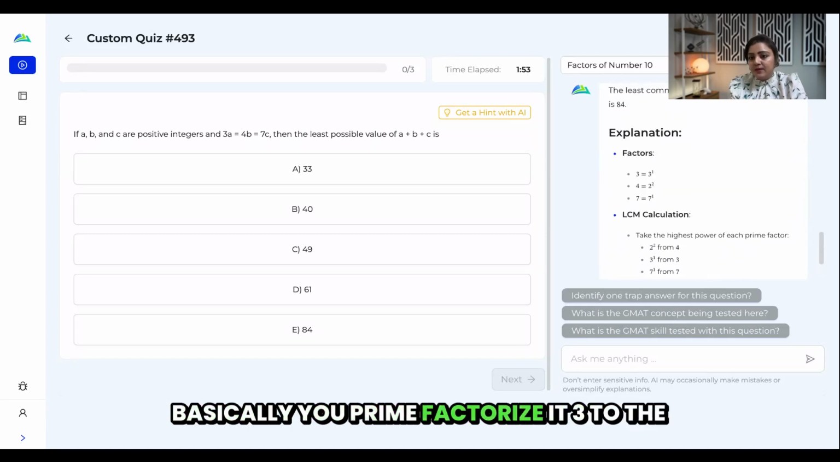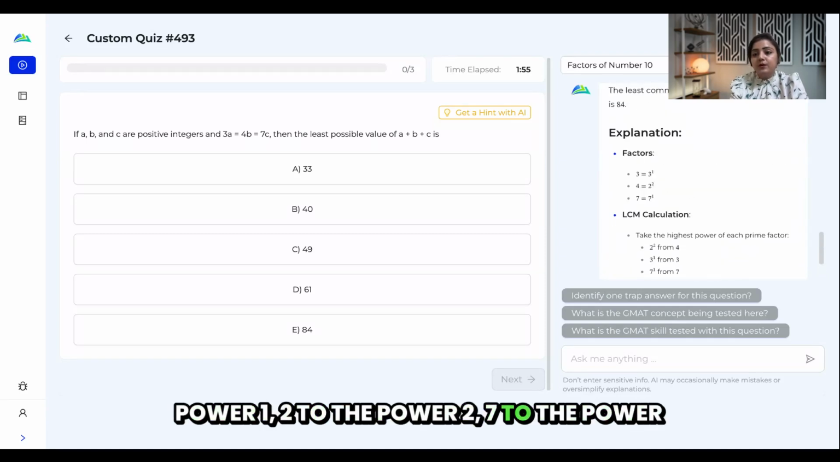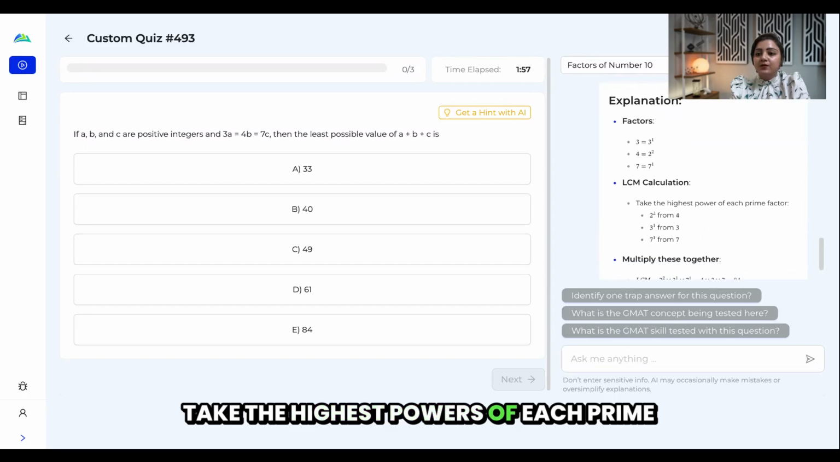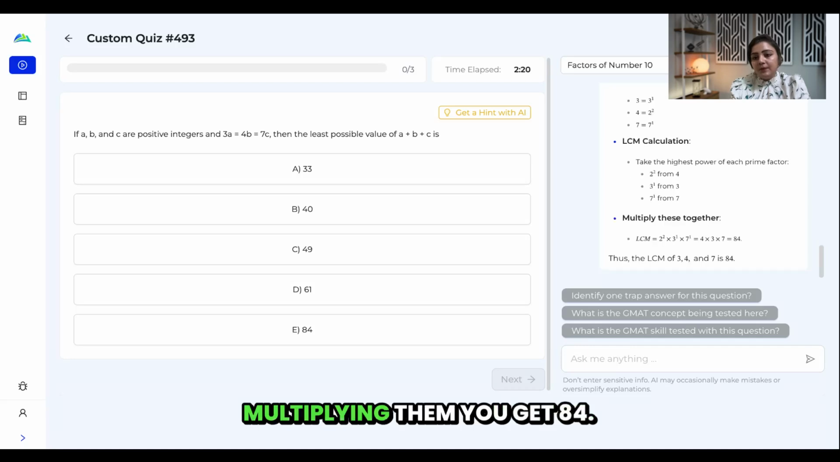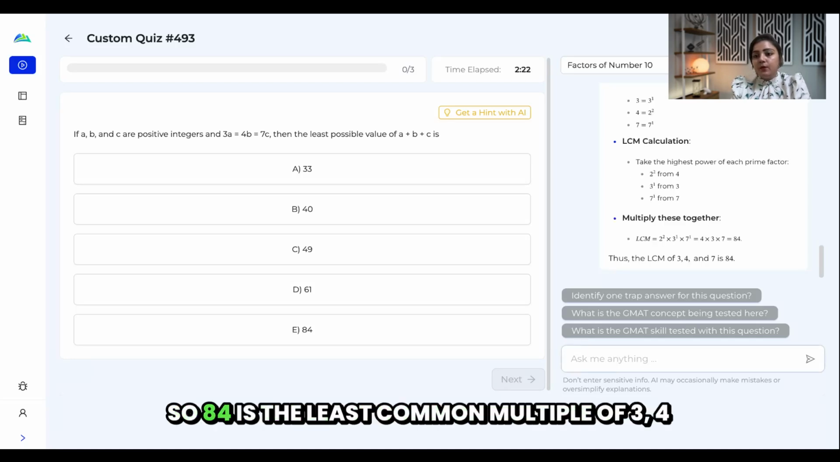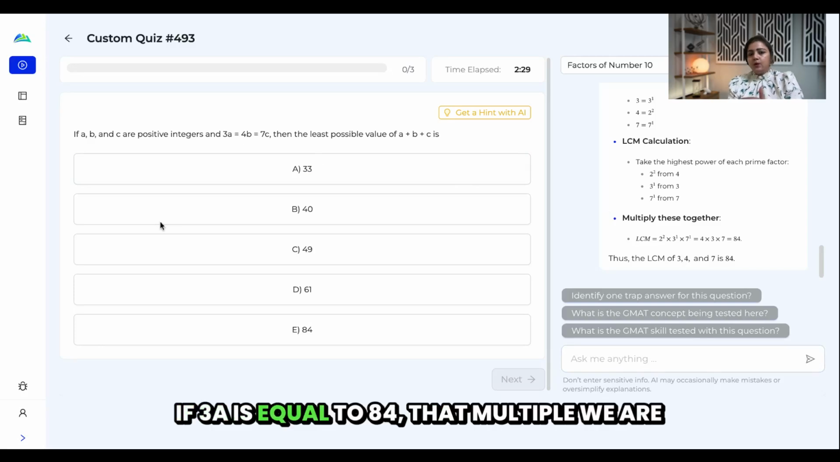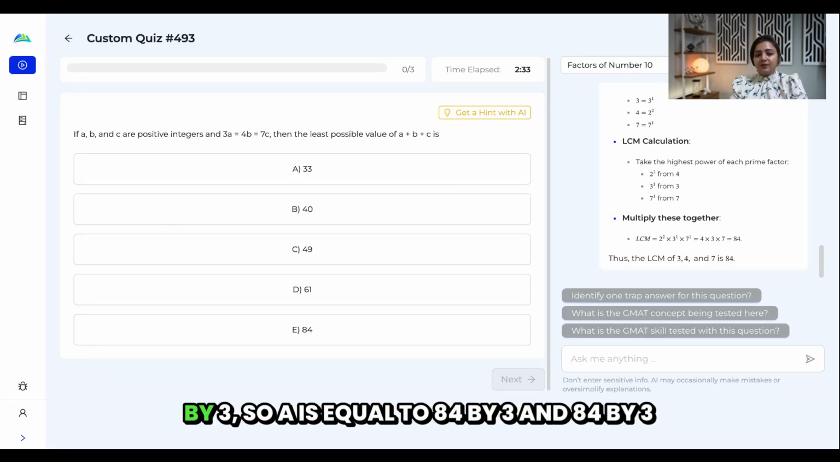Basically, you prime factorize it: 3 to the power 1, 2 to the power 2, 7 to the power 1. Take the highest powers of each prime factor. So you have 2 squared, you have 7 to the power 1, you have 3 to the power 1. Multiplying them, you get 84. So 84 is the least common multiple of 3, 4, and 7. If 3A is equal to 84, that multiple we are looking for, that number which is divisible by 3, so A is equal to 84 by 3. And 84 by 3 is equal to 28.